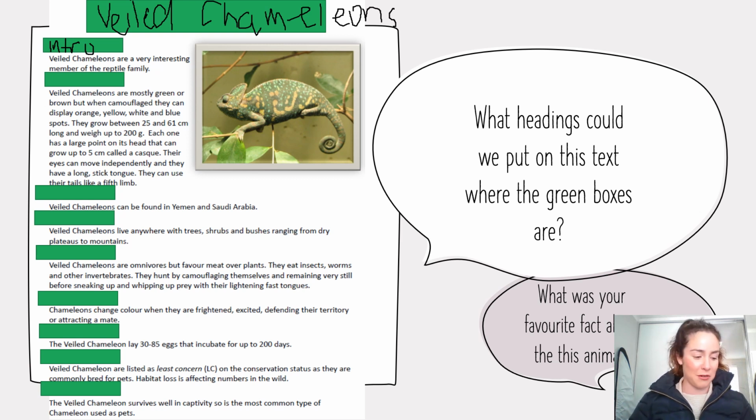Sorry, that last word was hard to read. All right, I want you to have a think now, what would we call this paragraph here? It is doing what about the animal? It is describing it. So this paragraph here, the subheading would be description.